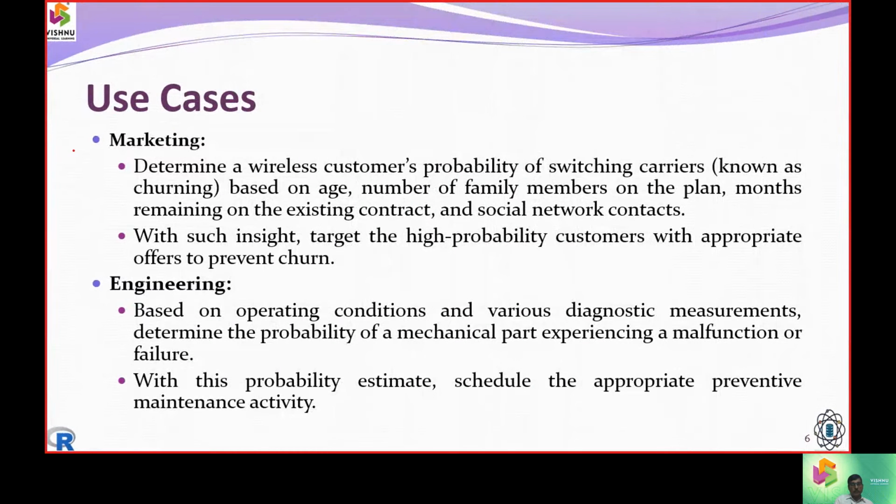The next one is the marketing domain. In this marketing domain, there is a wireless company that checks whether a customer will switch carriers, that is churn. For wireless equipment like routers, etc., whether the person will churn or not. For mobile subscribers, whether he will change the plan or not, that will be taken up in the model.